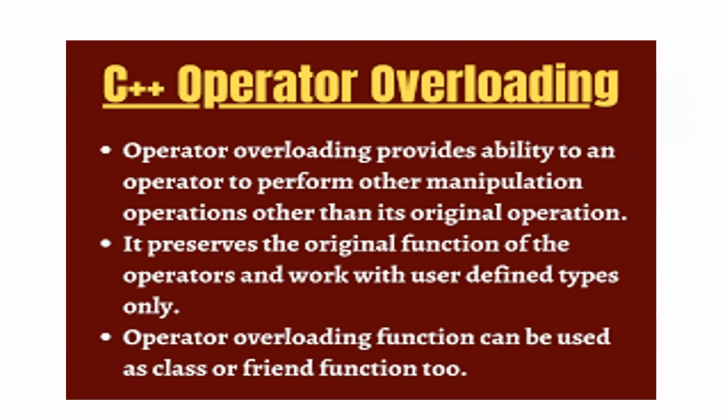Okay, so these are the rules of operator overloading, that the original identity is not changed. It's just that I make the operator do the operations as it has been doing with the built-in data types also. The second point says that it preserves the original function of the operators, and works with the user-defined data types. It can be used in a class as a friend or as a member function, both.